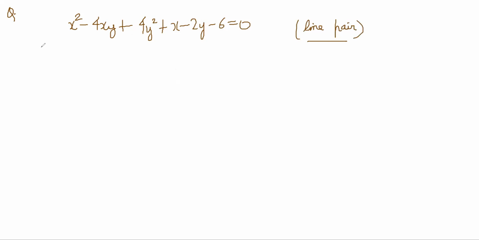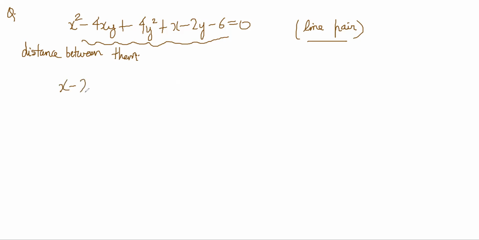You have to find the distance between them. To find the distance between them, first you have to find the line pair. Basically, the idea is to find the lines, only then you can do anything. One normal way would be to solve as a quadratic in x or quadratic in y. That is the normal way, but that will be slightly long. If you notice one thing, it will be much easier.